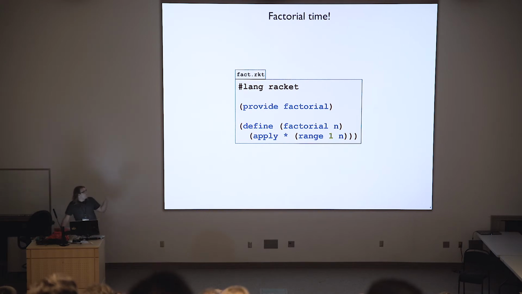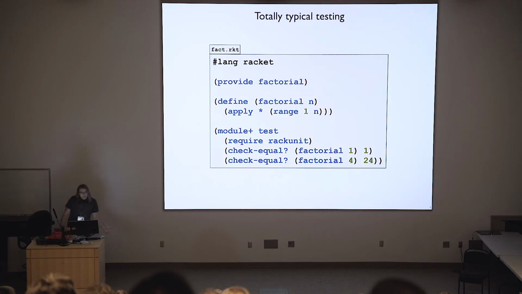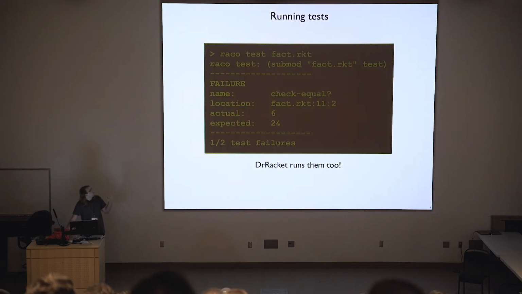We have a module, we provide it, we implement it, and we want to be sure it's correct. So we write some tests. We can do that with RackUnit by just adding a test submodule, importing RackUnit, and then writing some checks that say, pass this input, get this output. We are done. That is all you need to do to get started with a test. And the raco test command line will take your file, run the tests, and tell us that we screwed up. Because as it turns out, when given the factorial of 4, it was giving us the factorial of 3.